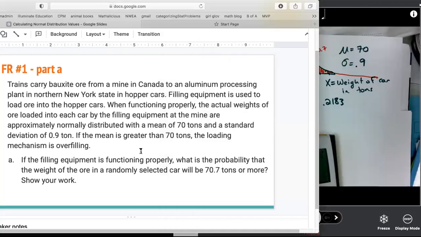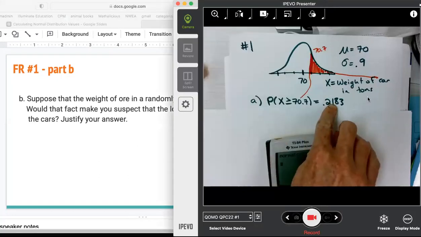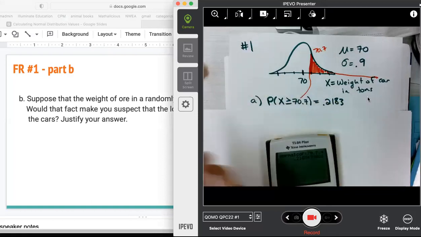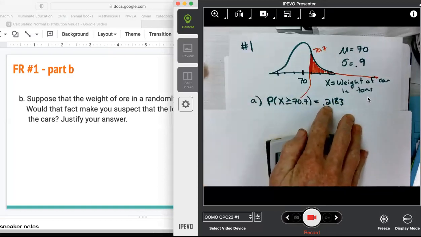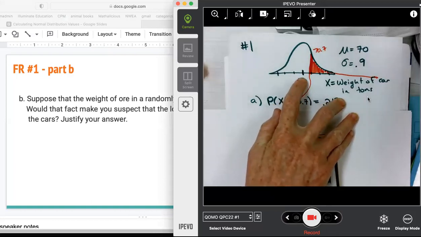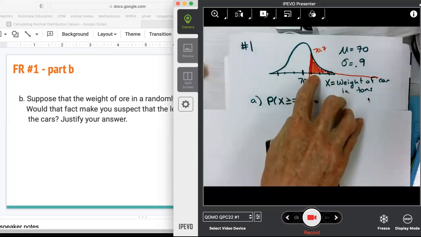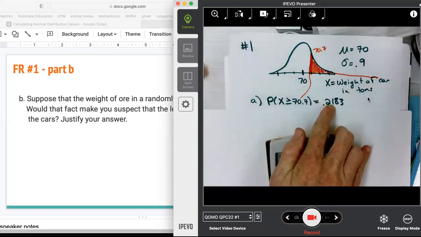Let's go ahead and look at the rest of this question. This was kind of a part A. Part B says, suppose that the weight of ore in a randomly selected car is 70.7. Would this fact make you suspect that the loading mechanism is overfilling cars? So this is really building on this, and I'm going to use this probability basically to make a decision. And this decision is really kind of like a hypothesis test, because if I go back to the wording, it said if the mean is over 70, then I suspect overfilling. And if I have one car with 70.7, is that suspicious?